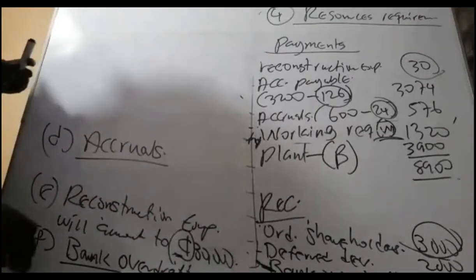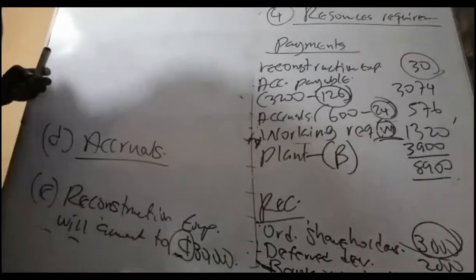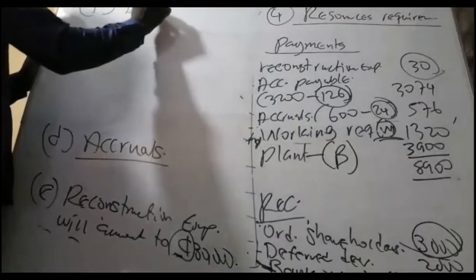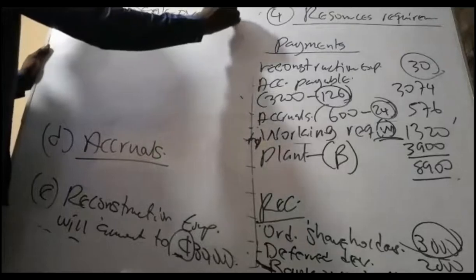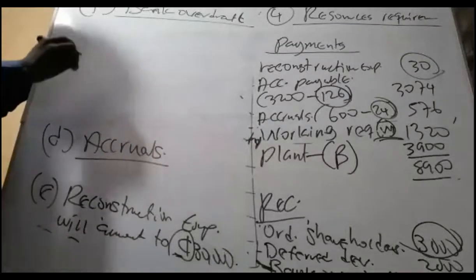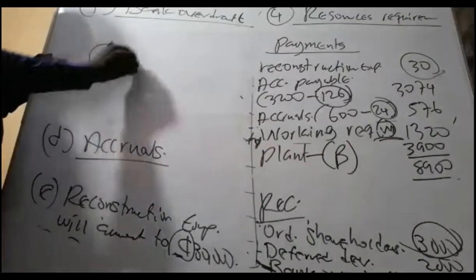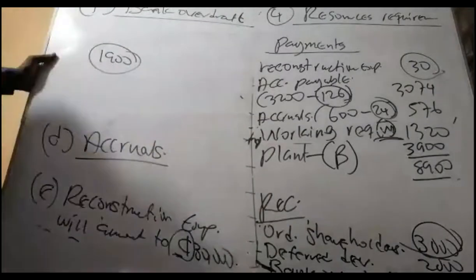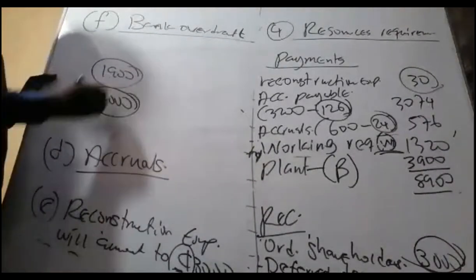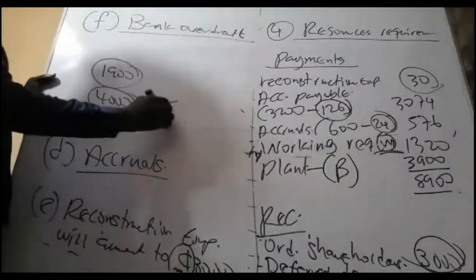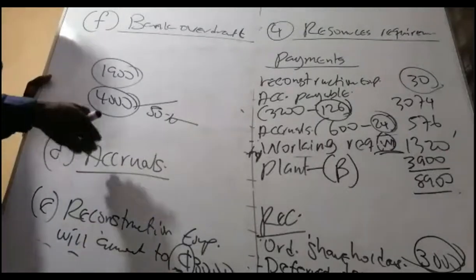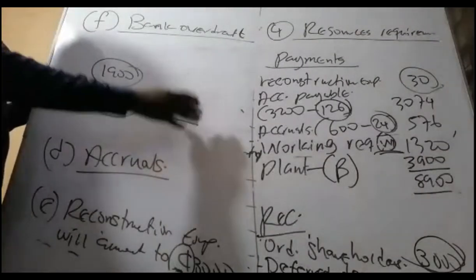So I'll still bring it here, bank overdraft. Let me continue here. F, bank overdraft. Now tell the examiner that first, there are three things here. One, you have secured additional overdraft of 1,900, which has moved them to 4,000, which is the limit. Then convert 50% of this amount to a 10% loan note, or just loan note, long-term liability.